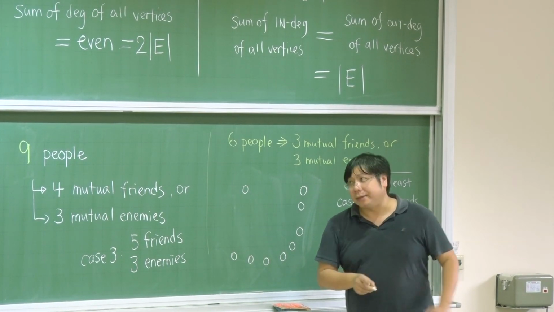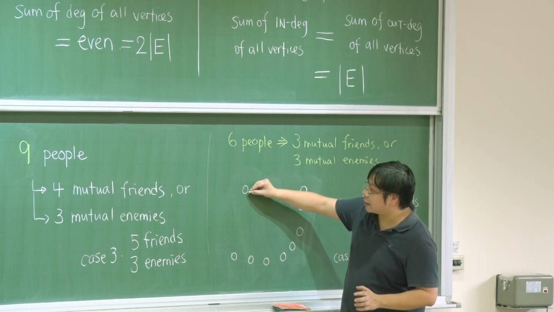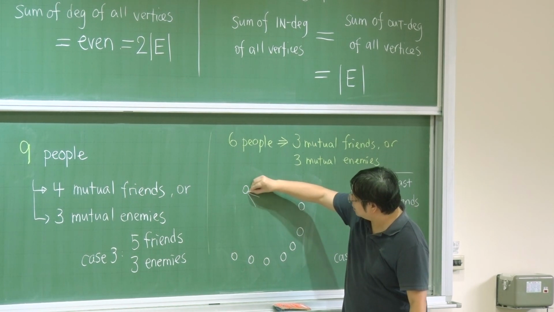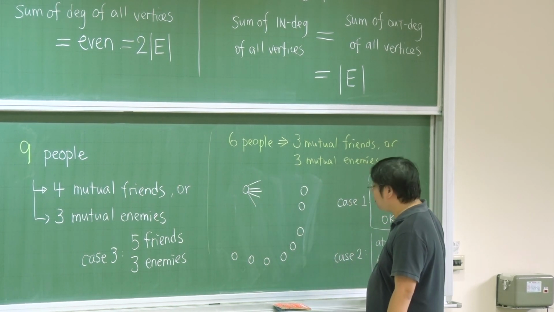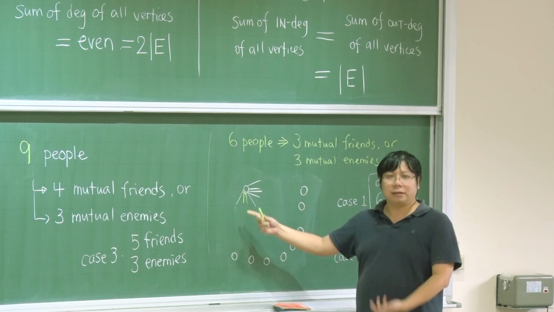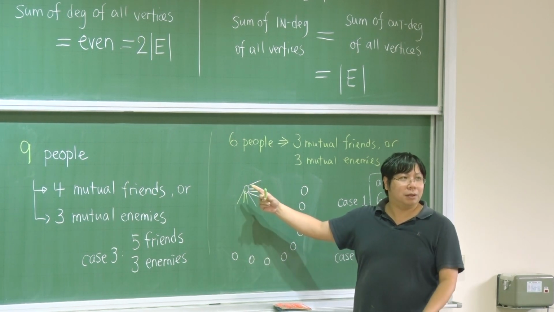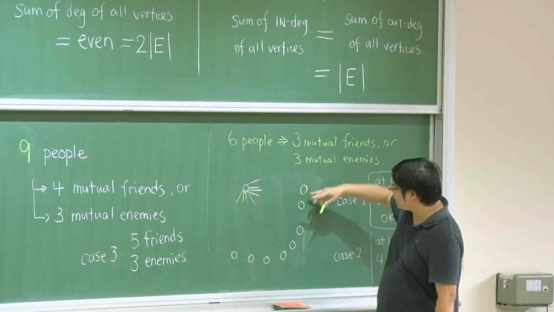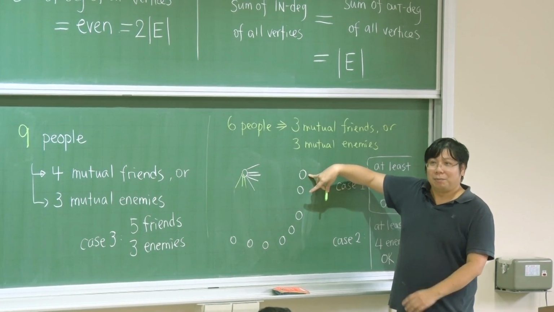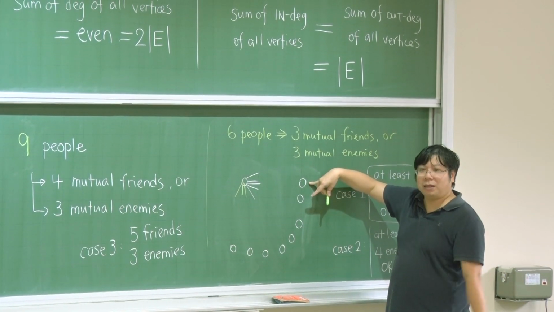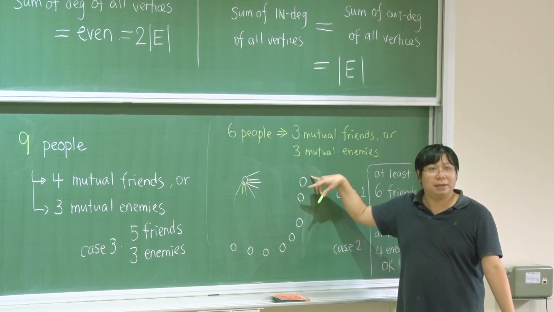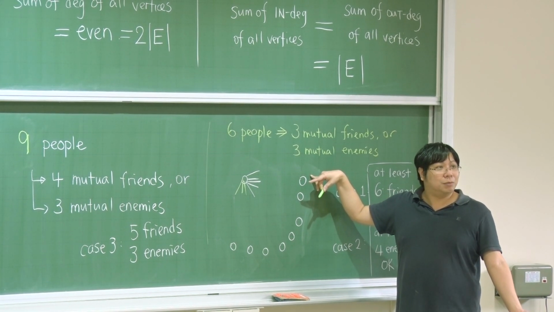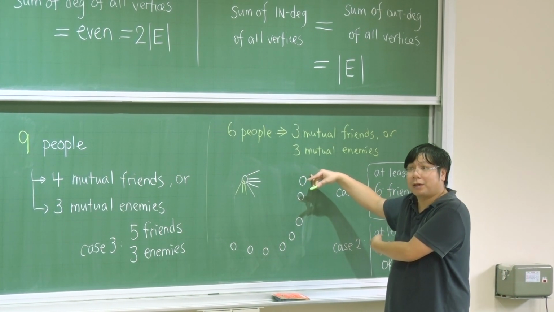So we are not that stubborn. If this one has 5 friends and 3 enemies, then this is not a good case for us. So we don't use this. We pick up another one. Maybe this one, we get lucky. Maybe this one has 6 friends, or maybe this one has 4 enemies. Then in that case, we are lucky. Then we can go again with the same proof.